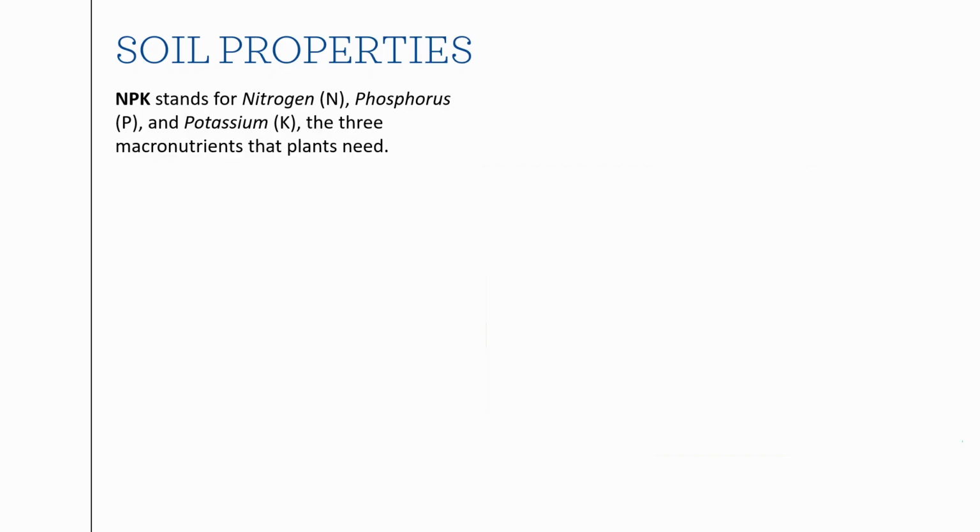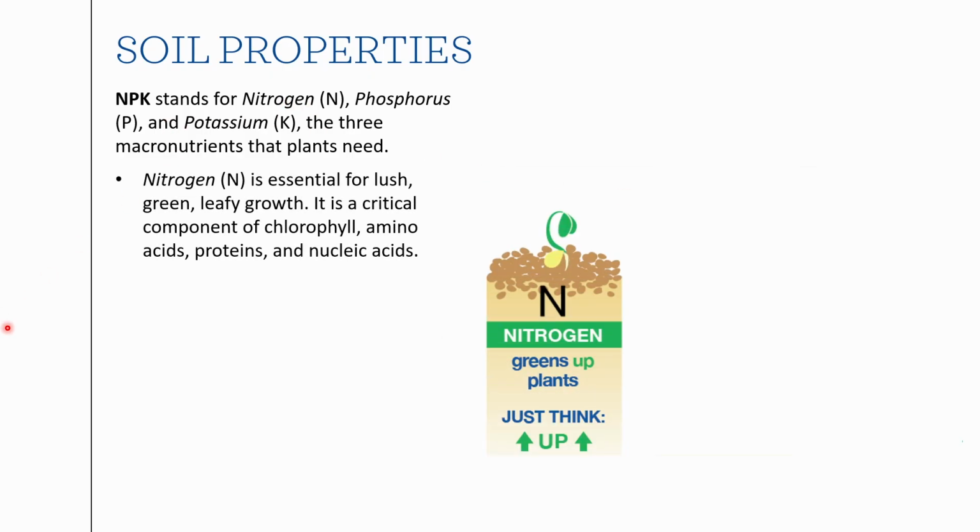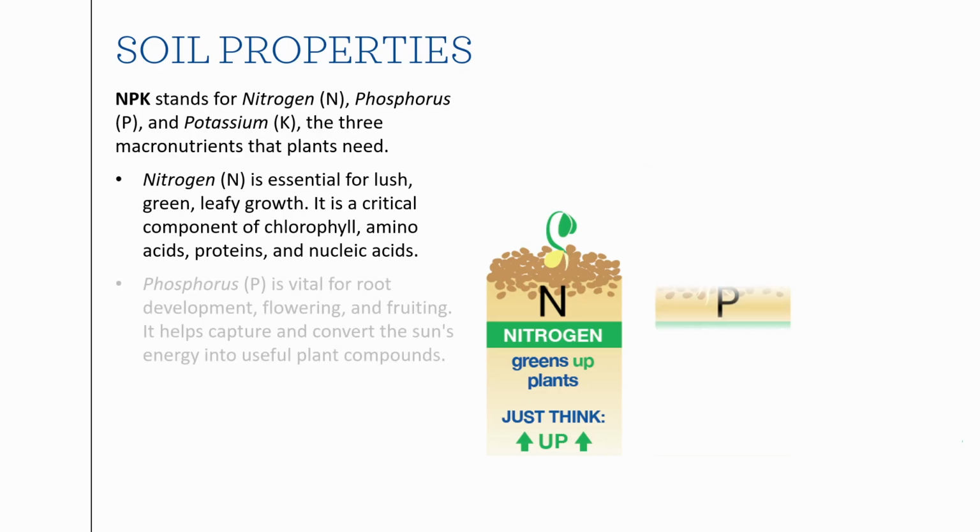NPK stands for the three macronutrients that plants need: nitrogen, phosphorus, and potassium. This is based off of their symbols in the periodic table. Nitrogen is an essential nutrient for making plants green. This adds leafy growth and is an important component for chlorophyll. So if you want plants to have a nice green texture, you want to make sure they have plenty of nitrogen in there. It's a very, very important component.